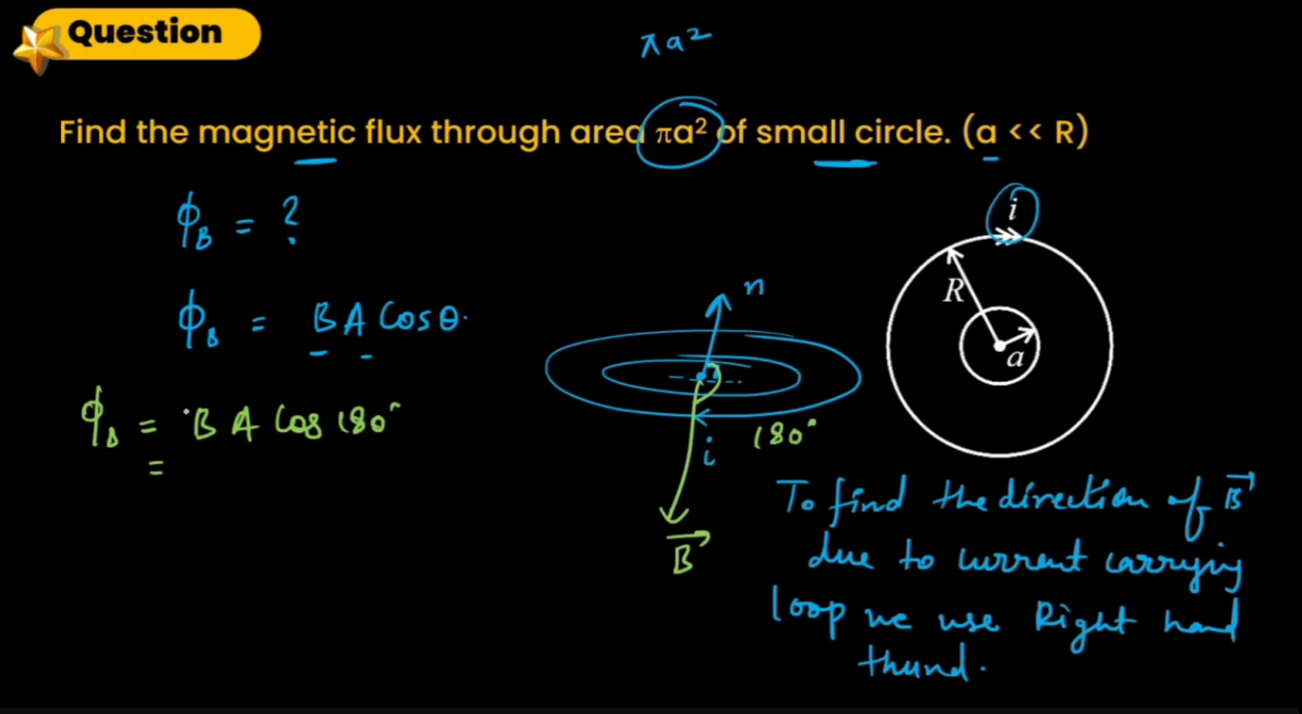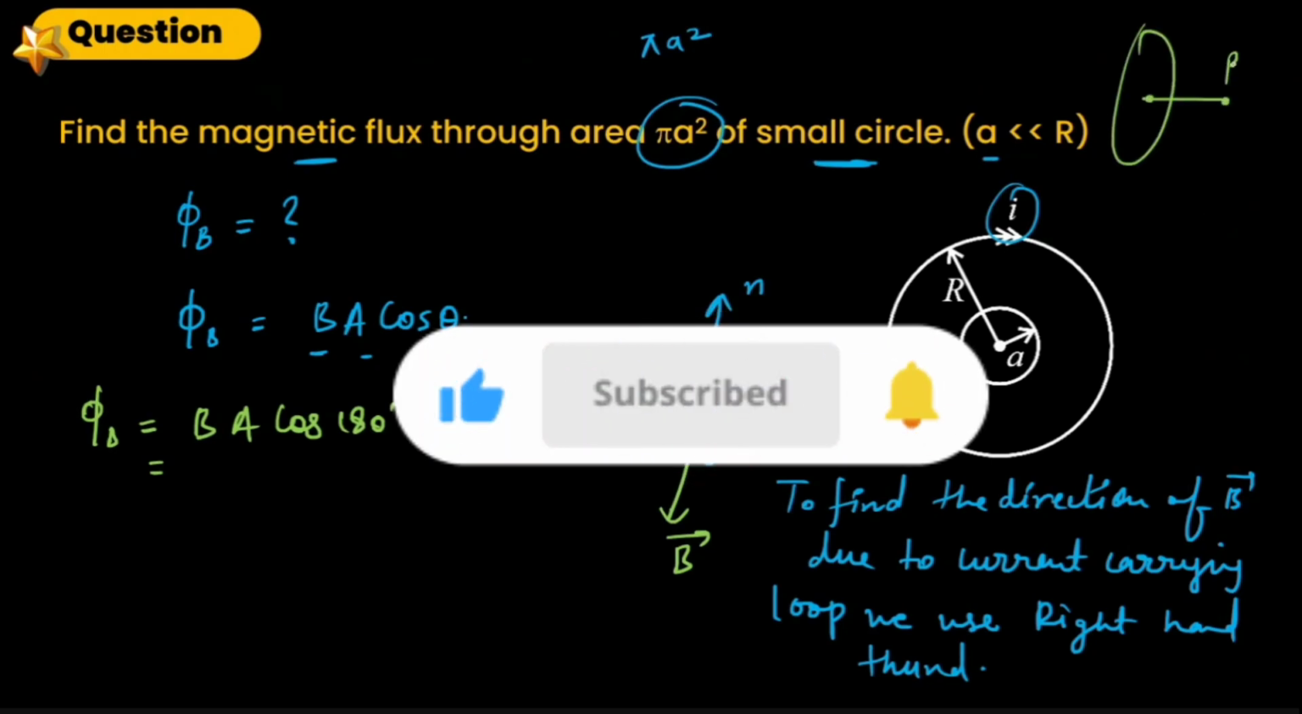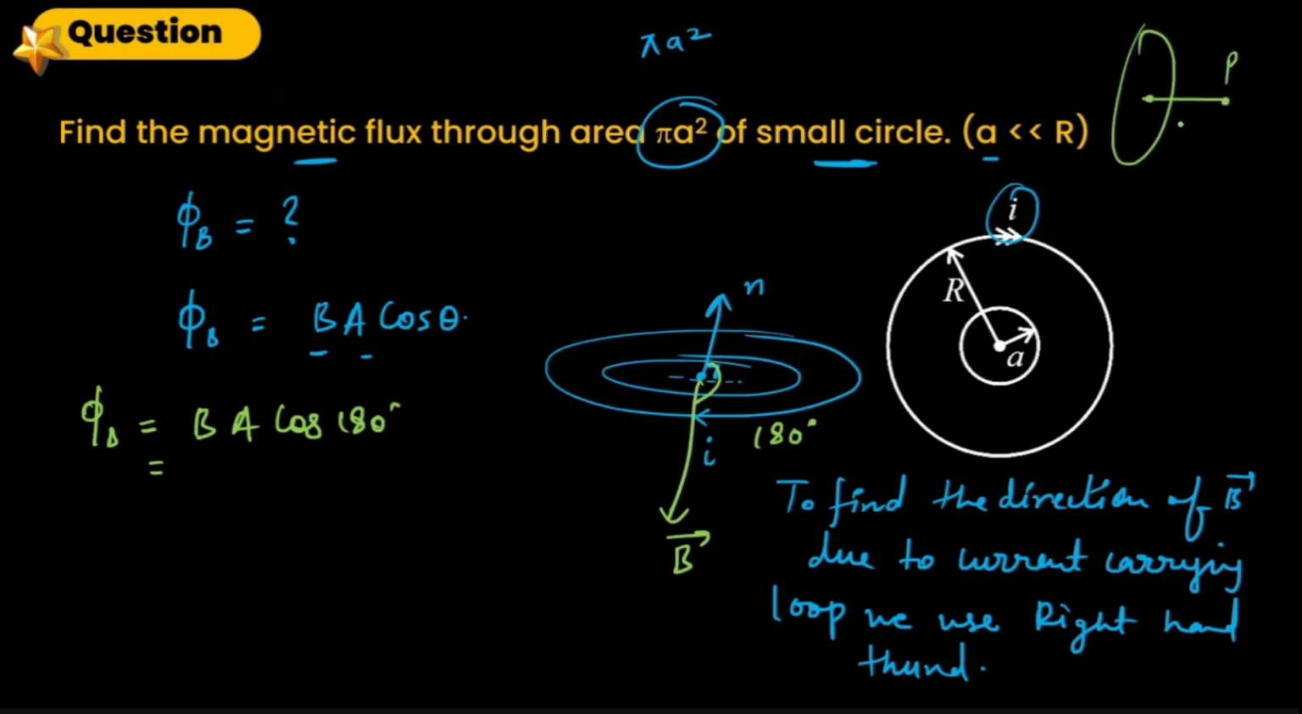So, what is the magnetic field due to the current carrying loop? Let us try to find it out as well. If you remember from the last class, the magnetic field due to this current carrying loop, where you have to find the field at this particular point at a distance R, is mu naught I by 2 pi R. This is the magnetic field value, which we saw in the last class.